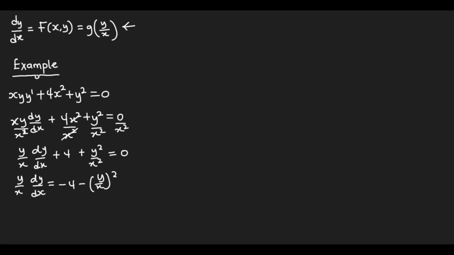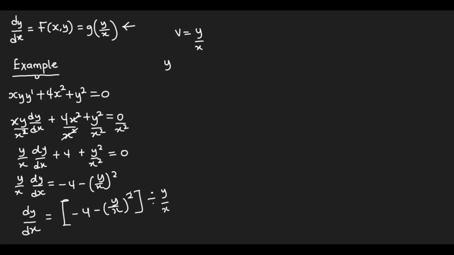When I do that on the left hand side, the y over x will be cancelled out, and we are going to have dy/dx equal to, and bring the square bracket, minus 4 minus y over x, squared. Then we divide by y over x, right? So at this point, we can do our substitution, where we say that v will be equal to y over x, and then from there you can say that y will be equal to vx, and you're going to differentiate this to get dy/dx, and you're going to apply the product rule here.